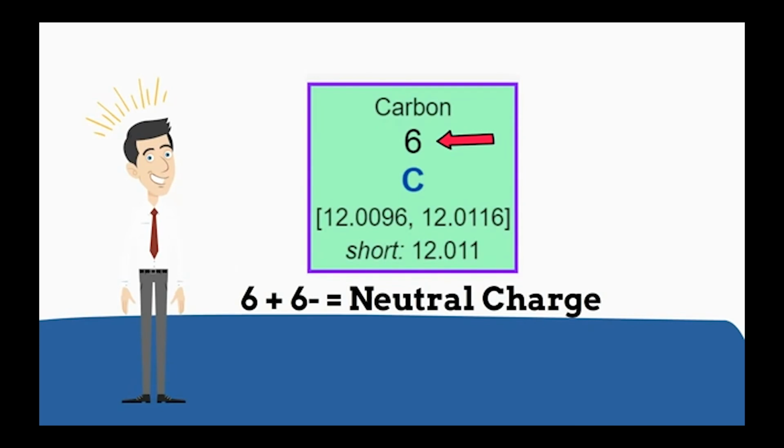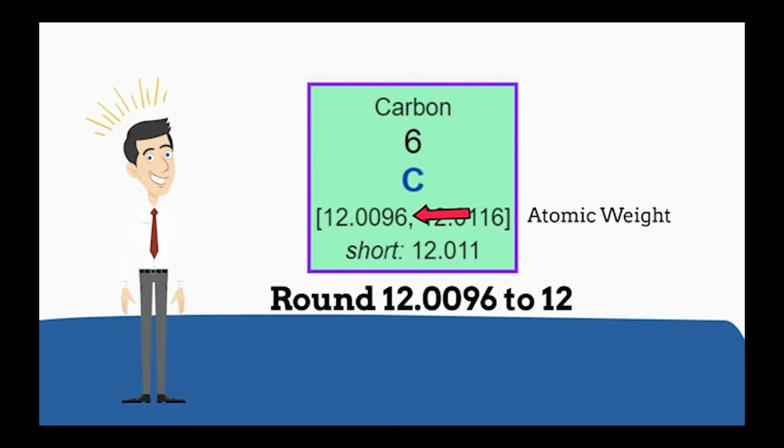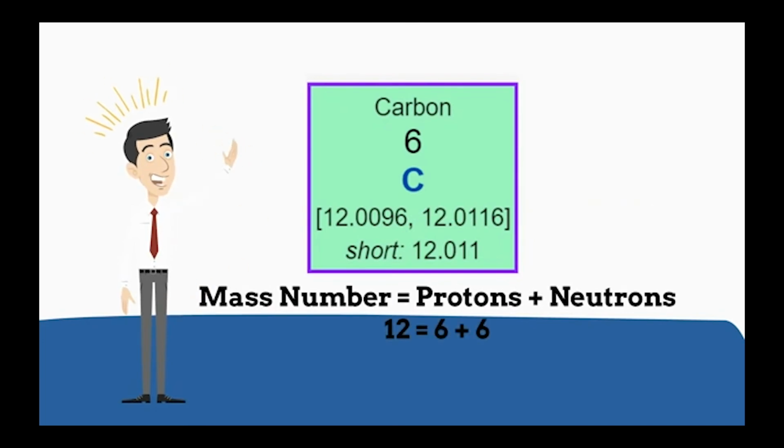Next is the number of neutrons. You will see under the C is a number, 12.0096. That is the atomic weight. It's the weighted average of the isotopes. But you need the mass number for the number of neutrons, so you will round it to its nearest whole number, in this case 12. Then you can use the formula mass number equals protons plus neutrons. So you have a mass number of 12, you have 6 protons, so you need 6 neutrons.